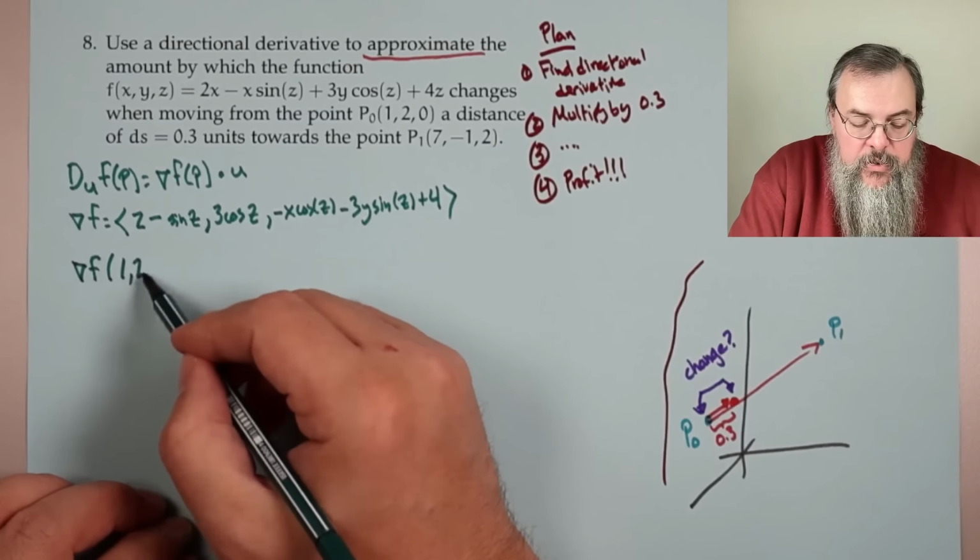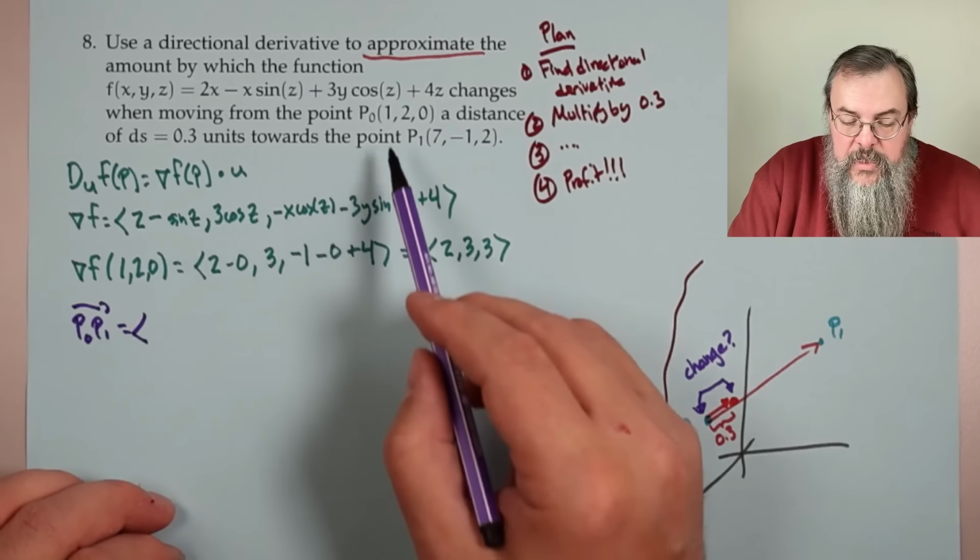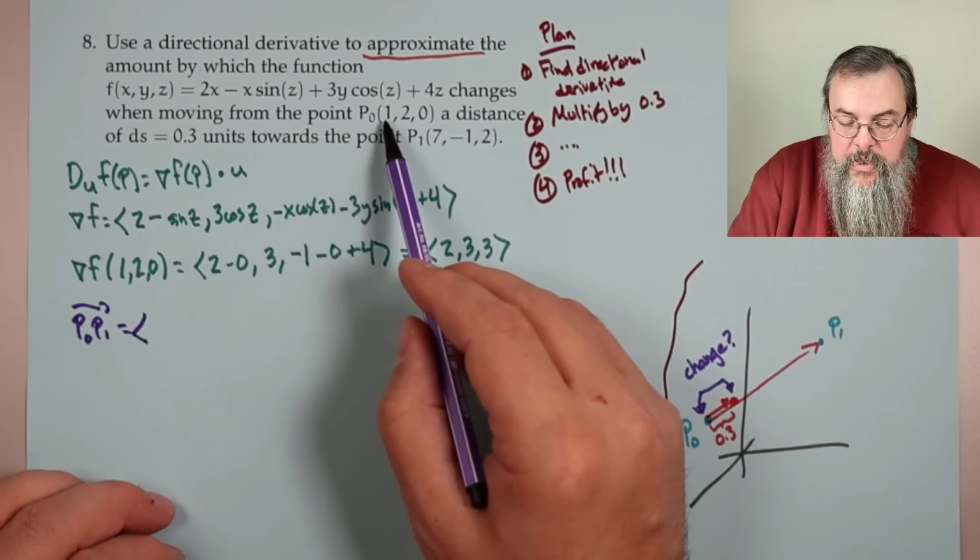Now, what's u? Well, okay, we know we're going from P0 to P1. So we'll start with the vector that goes from P0 to P1. So what is that vector? P0 to P1. Well, we say, what's the change? I went from 1 to 7. That went up by a positive 6. 2 to negative 1. That went down by 3, so negative 3. 0 to 2, that's a positive 2.